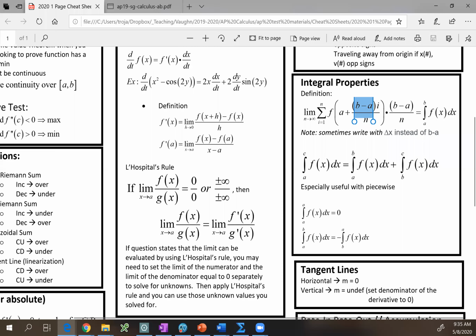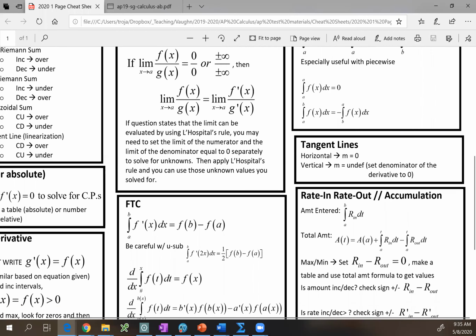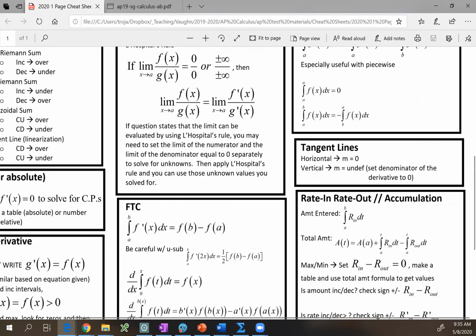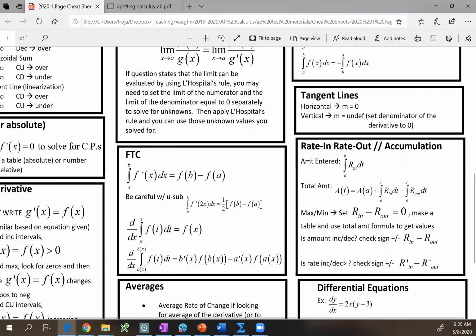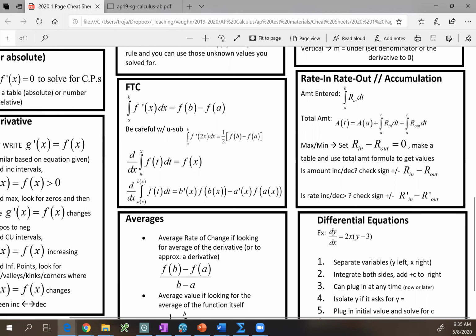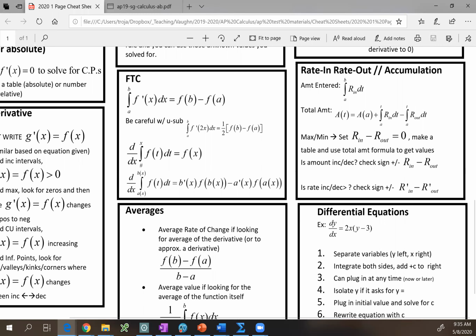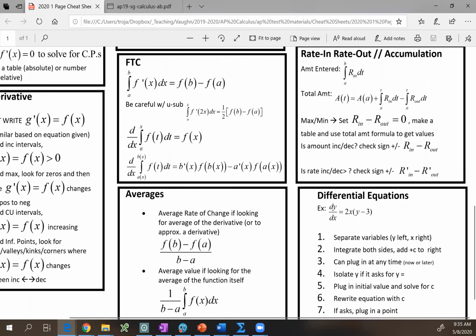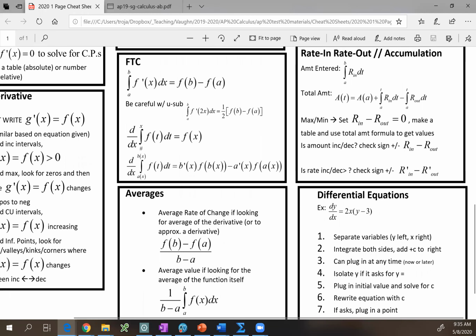So if you're confused about that one, the Khan Academy video I did does a really good job of explaining it. Our other integral properties, splitting them up, 0. Tangent lines, we just talked about that vertical tangent line. What we do is set the denominator to 0. Rate in, rate out stuff. The amount entered versus the total amount formulas. Max and min, set R in minus R out to 0.